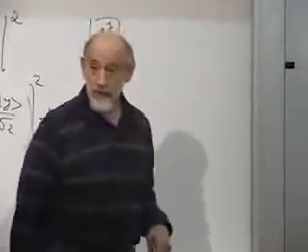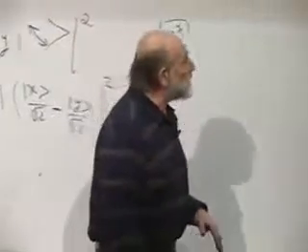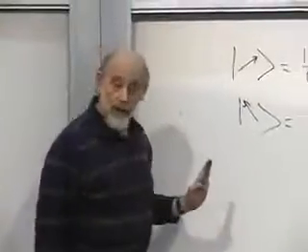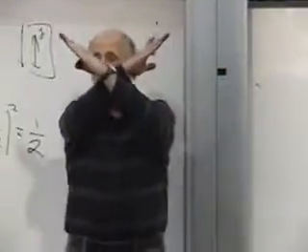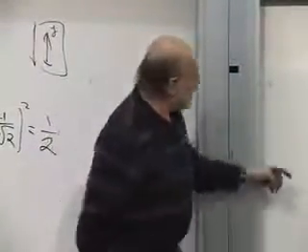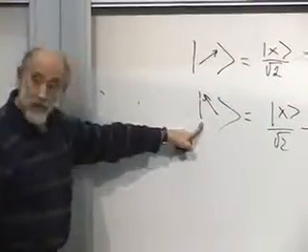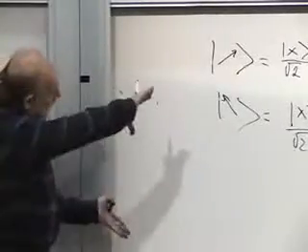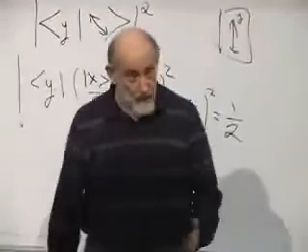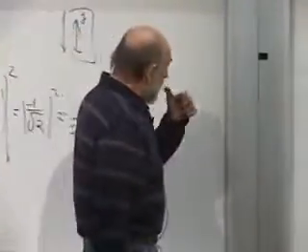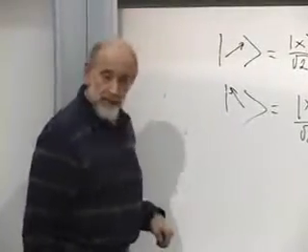Here's a new observable. We've now concocted a new observable. The new observable is not the polarization in the xy plane, but it's the polarization in the 45 degree plane. For example, we could define it to be plus for this polarization and minus for this polarization. This is a kind of rotation of the polarization observable. We can define a new observable. This new observable, we will say, is plus 1 for this and minus 1 for that.